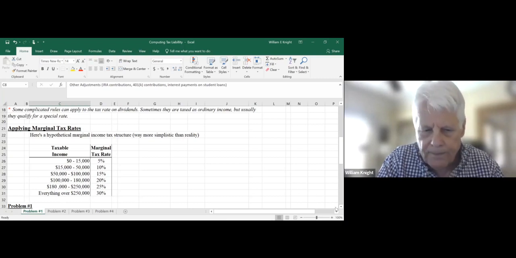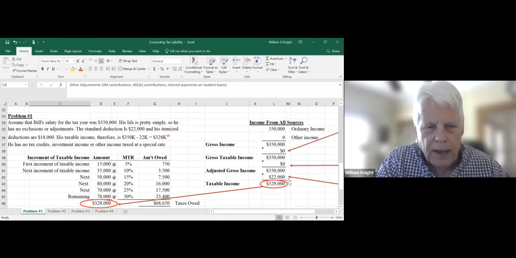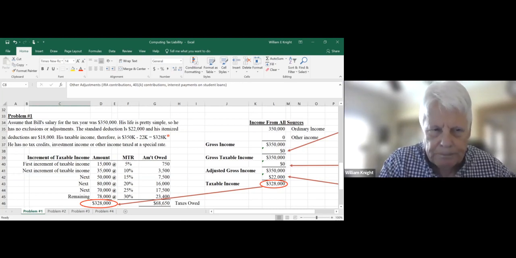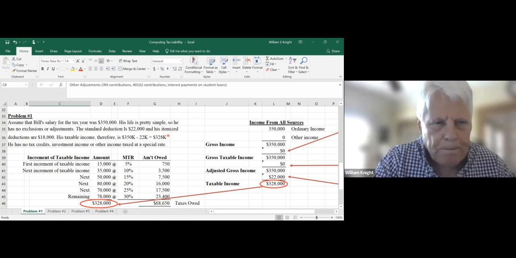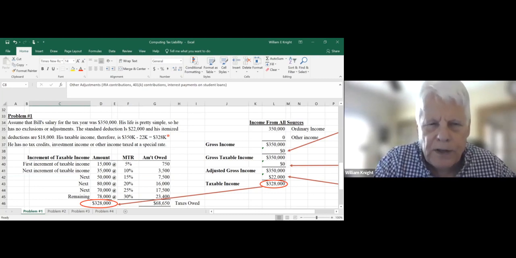So let's look at our initial problem, problem number one. Now you can get to these problems by clicking on these tabs at the bottom of the spreadsheet. Problem number one. Assume that Bill's salary for the year was $350,000.